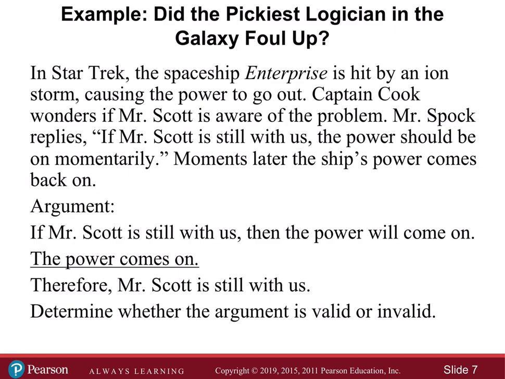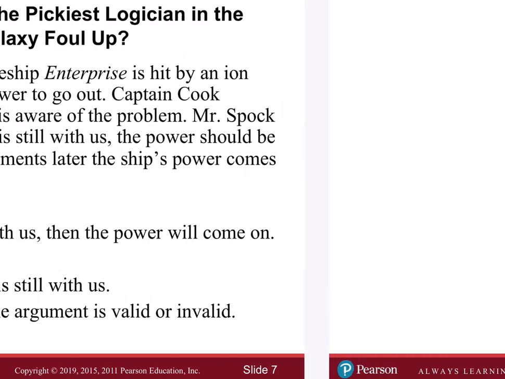Okay. So it says if Mr. Scott is still with us, then the power will come on. So we can let P be Mr. Scott is with us. Q can be the power comes back on. So it looks like we have P implies Q and Q therefore P. Let's see if that works.